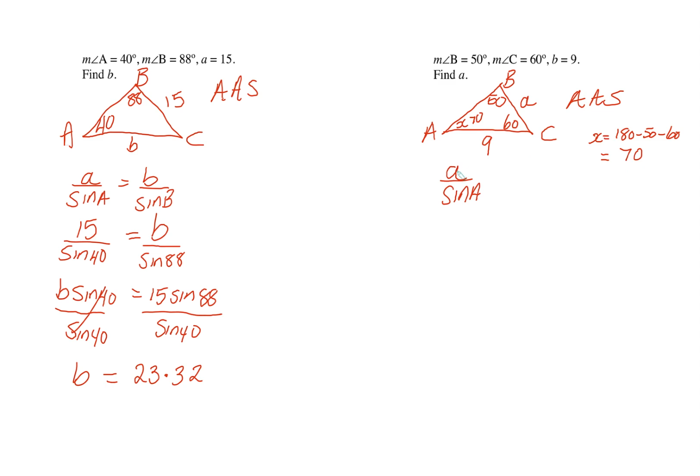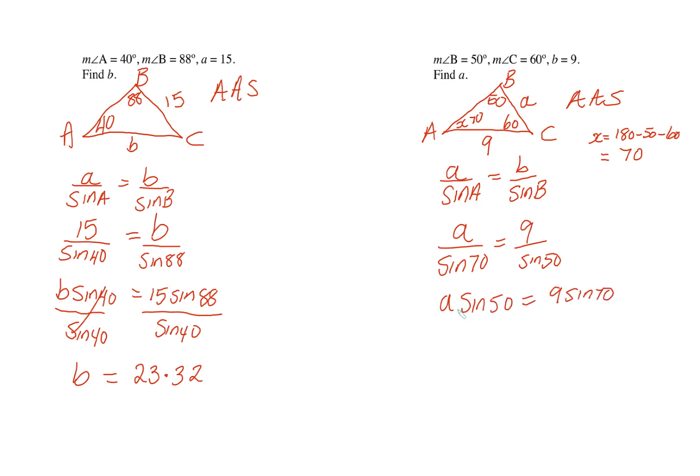I'm going to use a over sine A, and then I have everything for b, so this will be b over sine B. So I have a over sine 70 equals 9 over sine 50. Again, I'm going to cross multiply, so I have a sine 50 equals 9 sine 70. Solve it for a. I'm going to divide both sides by sine 50.